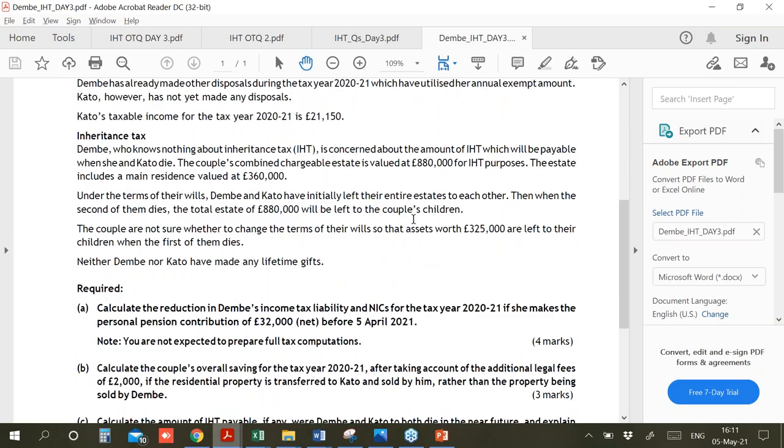Calculate the reduction in T's income tax liability and NIC for the tax year 2021 if she makes the personal pension contribution of 32,000 net. Now the question has specified that it is a net contribution. Now you know that if we gross it up, with the help of the gross amount, we'll be able to take certain advantages. The main one is that our bands, the basic rate band and the higher rate band, will get extended by the amount. Now I will request you guys to gross it up and tell me the gross amount in the question section, please.